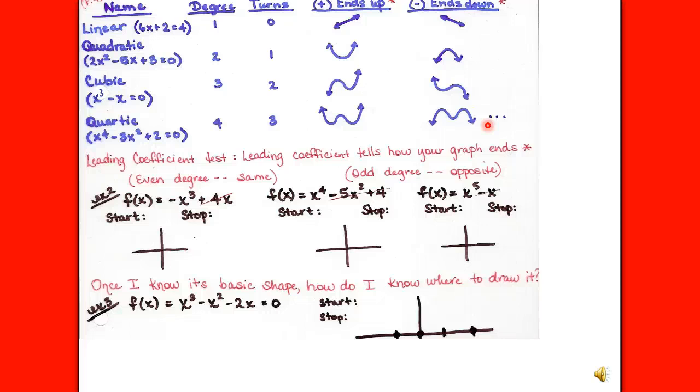So example number 2, they tell me we've got f of x is equal to negative x to the 3rd plus 4x. If this was just negative x to the 3rd, I could do what we were doing at the very beginning of this lesson, okay?